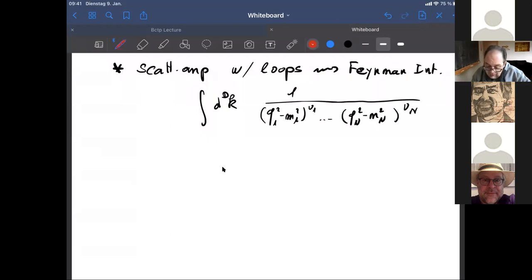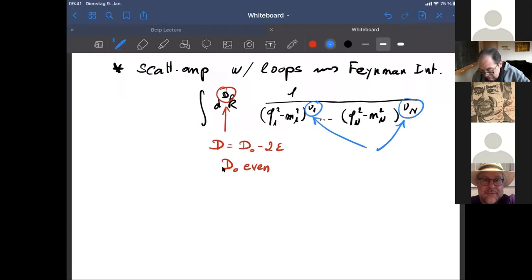I just want to highlight a couple of things. First of all, we looked at it in 4 minus 2 epsilon dimensions, and let me even write it as d0, where d0 is an even integer number. It could be 4, but I could even consider integrals in other dimensions. I could also do it in odd dimensions, however, then some of the properties are different. And the other feature was that we allowed for arbitrary integer exponents.